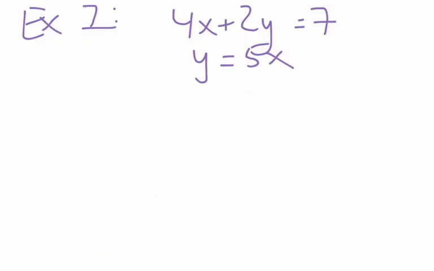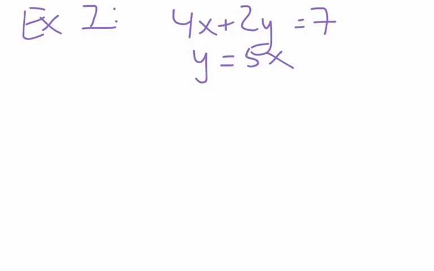So here's our first example. It is 4x plus 2y equals 7 as one of my equations, and the other equation is y equals 5x. I know it's a system because I have 2 equations and 2 variables, and I have the same 2 variables in each equation. And I know that substitution is a good strategy to use here because one of my equations is solved for one of the variables, namely the second equation is solved for y. So that's just a tip-off that this is a good strategy to use.